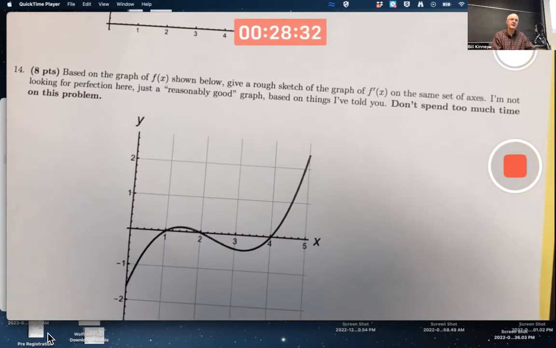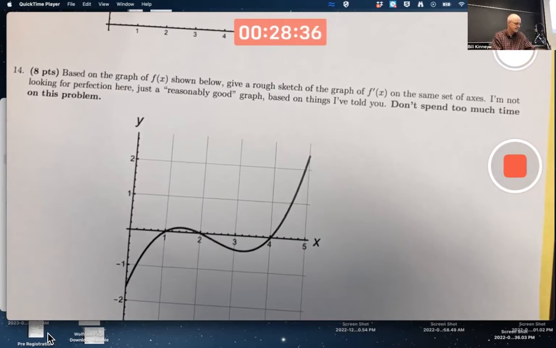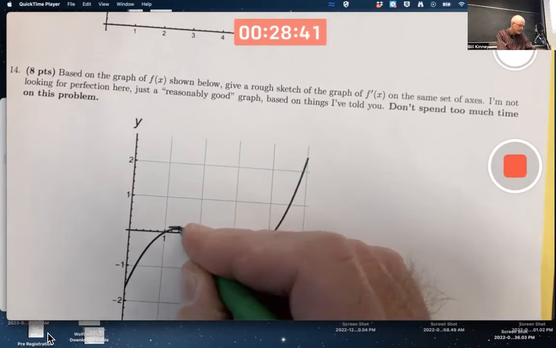Number 14 probably gave more trouble than it should. Estimating a graph of the derivative of this. Key things I was looking for is, first of all, identifying where the tangent lines are horizontal.